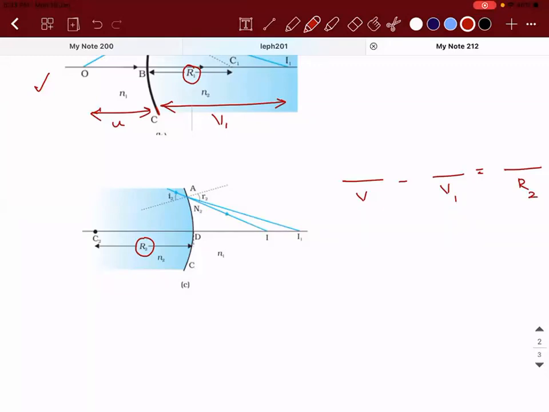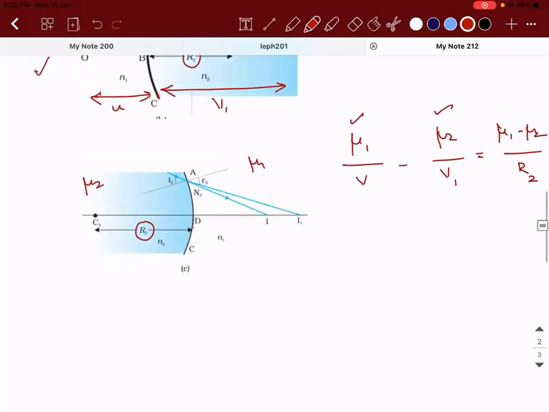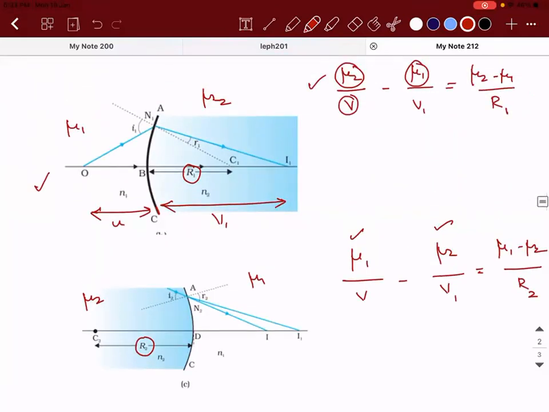Okay, so what should I write in the numerator of V? Where is the final image formed? This is mu2 and this is mu1. So where is the final image formed? It is formed in mu1. And where is the initial object placed? It is in mu2. So what should I write on the right hand side? Mu1 minus mu2 divided by R2. Here also, if you observe, I didn't apply sign convention at all.